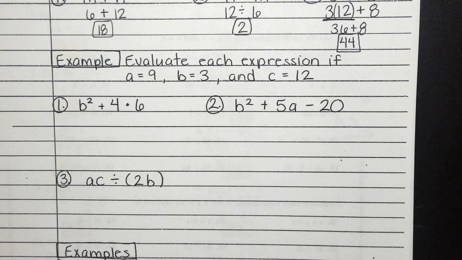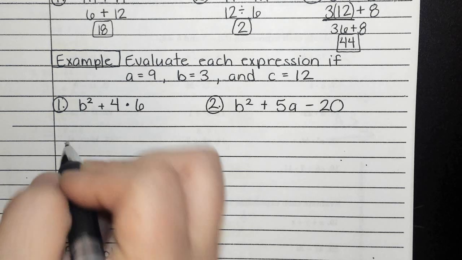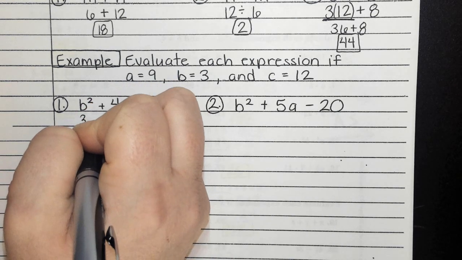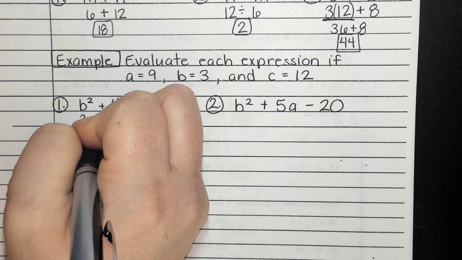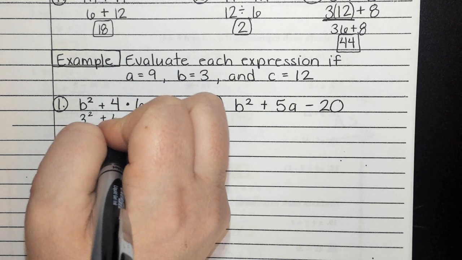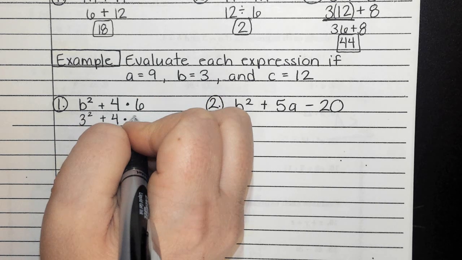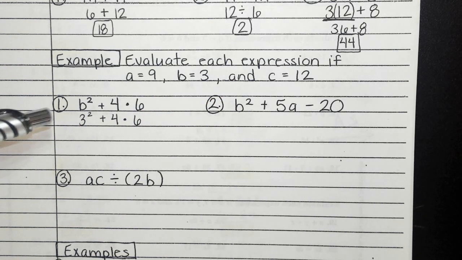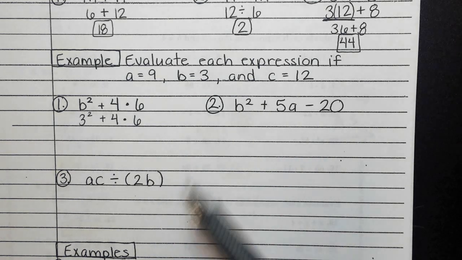Okay. Moving it down. On number 1, what's my problem going to say? How am I going to set that problem up? What should it say? Cheyenne? So this is going to be 3 to the second power. Very good. Plus 4 times 6. Perfect. Now, guys, does this mean that B is always going to be 3? From now on, whenever you see a B, you're going to write 3. No, just for these problems that go with this direction.